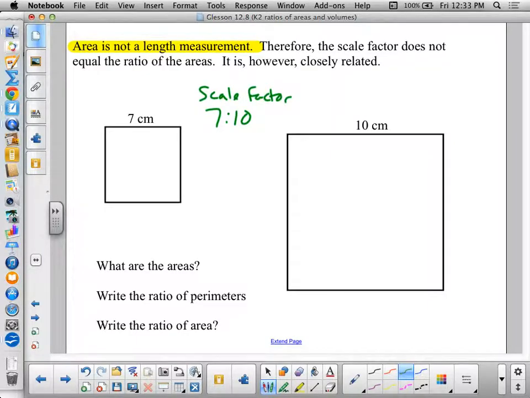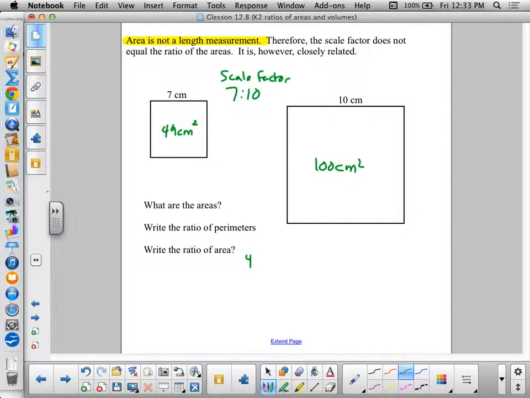The areas of the two squares are 49 centimeters squared and 100 centimeters squared. So if I take the ratio of the areas, that's 49 over 100. Or, if I want it the other way, 49 to 100. That would be the ratio of the areas. Does that reduce to 7 to 10? No. Square root is not a way to reduce. Reducing is by division. In fact, that doesn't reduce at all.